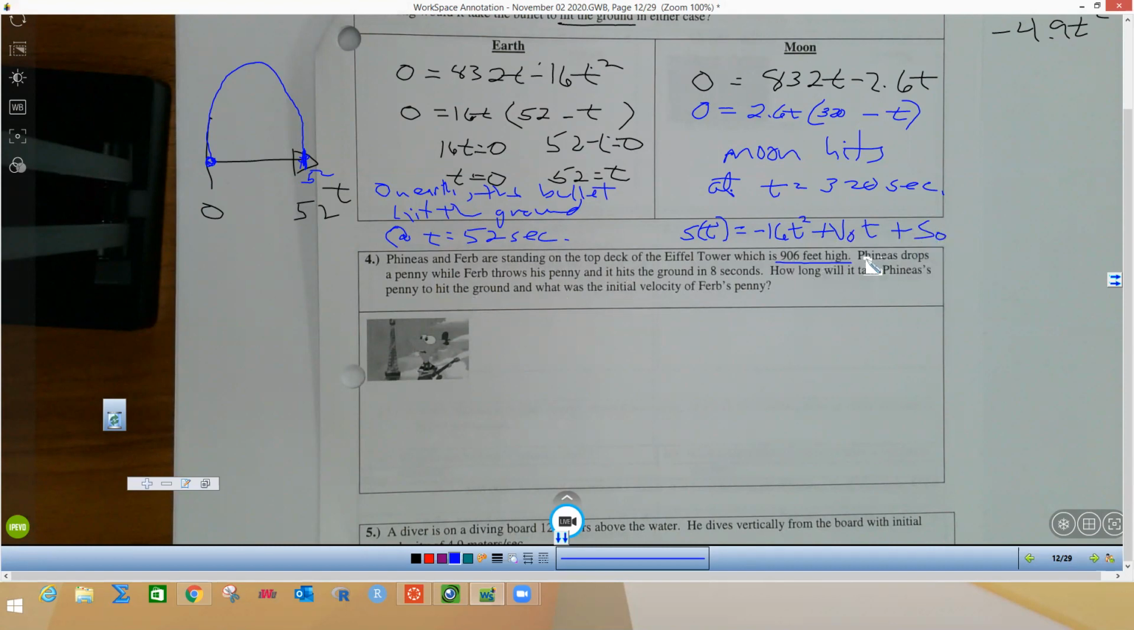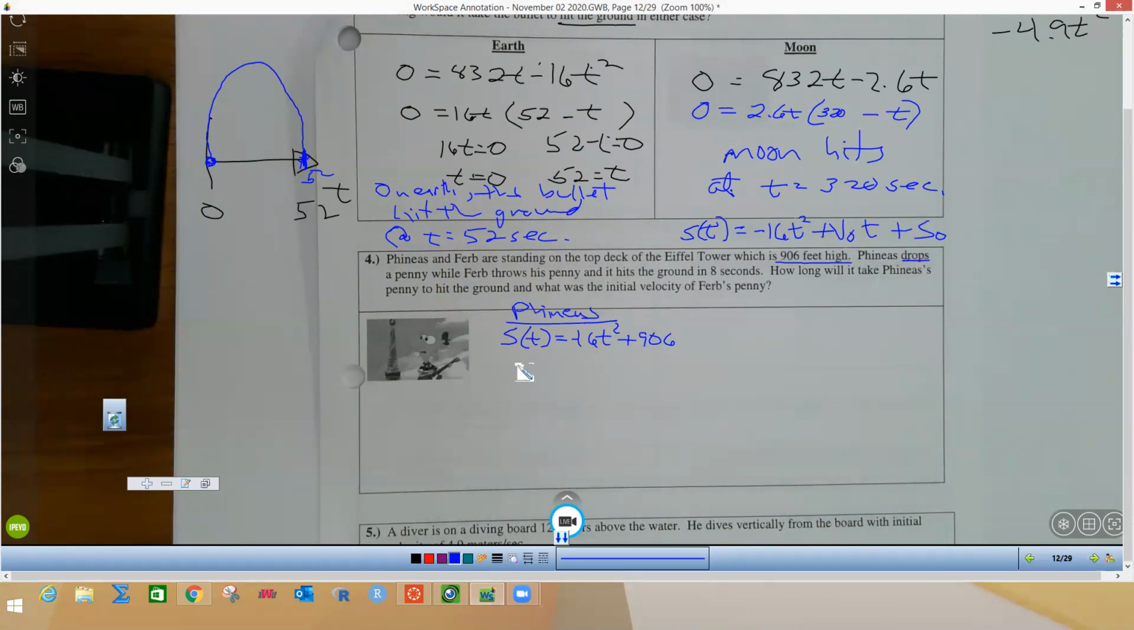Now, Phineas is going to do what to the penny? Drop it. Did he throw it? No. So what would the initial velocity be for Phineas, if he just stuck his hand out and opened his hand and dropped it? Zero. So maybe I should put Phineas above this so we know whose this one is. Phineas is going to be negative 16t squared plus 906. You don't put the middle term in there because the velocity is 0, and 0 times anything is 0.